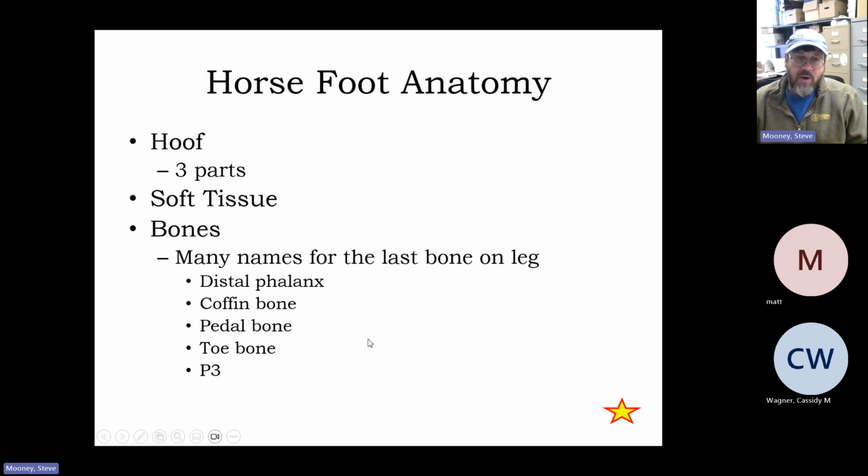So we've got the hoof, we've got the soft tissue, and the bones. Those are all part of the foot, down there at the end of the leg. How do they all work together? What are the different functions of those parts?